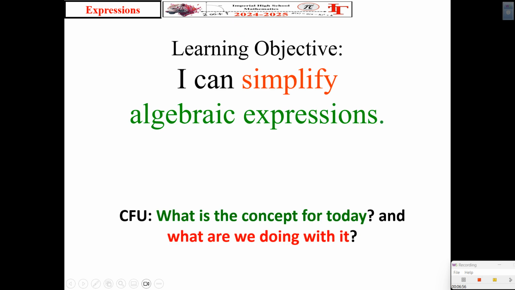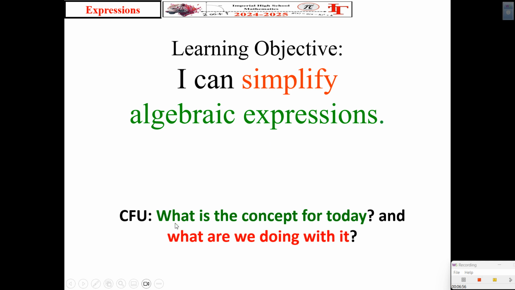All right, Cornell note, copy the objective at the bottom left. I can simplify algebraic expressions. Now, the reason I'm emphasizing simplifying is because there's something particular about expressions in regards to that, and we'll talk about it in a little bit. However, I can simplify algebraic expressions.